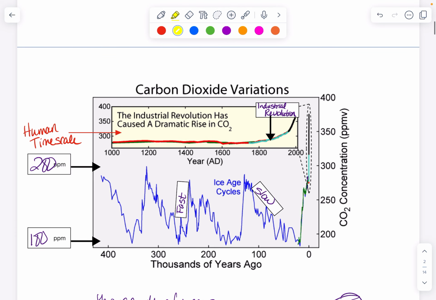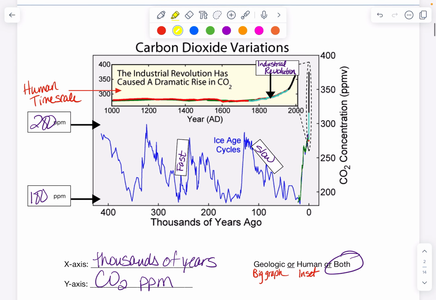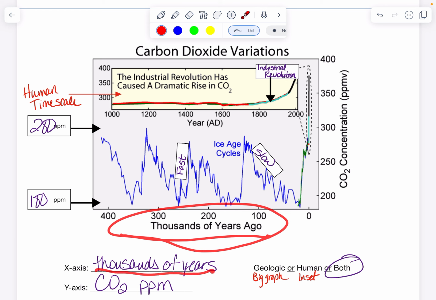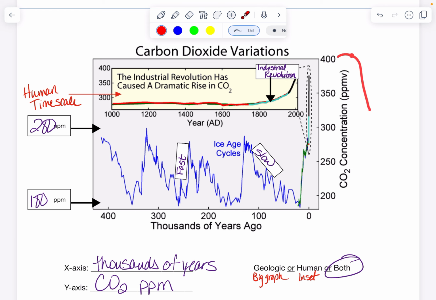This is an example of a graph that we've got. When we look at this, one of the main things we're going to look at is what's on our x and y axes. We can see our x-axis is thousands of years, and our y-axis is carbon dioxide concentration in parts per million. Because we're talking thousands of years, we would assume it was a geologic time scale. But if you look, this last little chunk has been dropped into here, and now we're looking at just a few centuries at a time. That would be a human time scale. So this graph really has both.